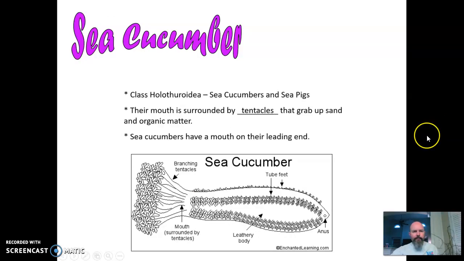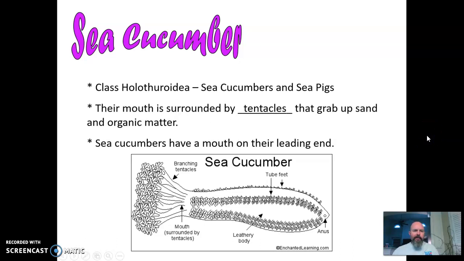Sea cucumber. This is class Holothuroidea, sea cucumbers and sea pigs. Their mouth is surrounded by tentacles that grab up sand and organic matter. Sea cucumbers have a mouth on their leading end, so they move into the world with their mouth facing forward. You can see the branching tentacles in that diagram to give you the idea of where those go. The mouth is surrounded by the tentacles.